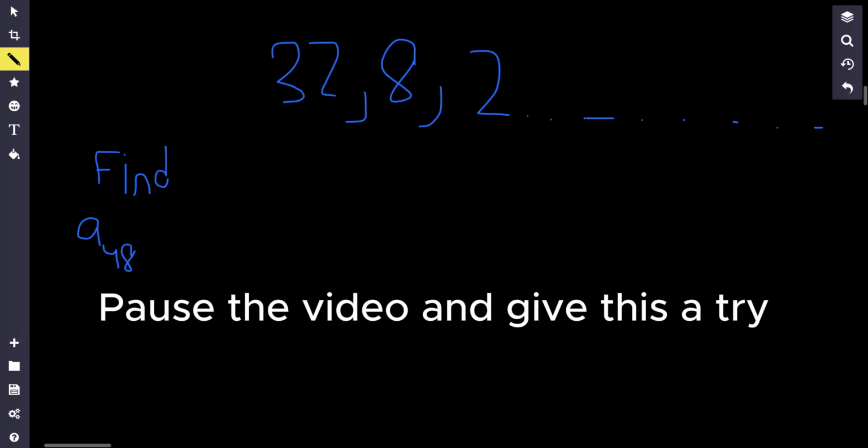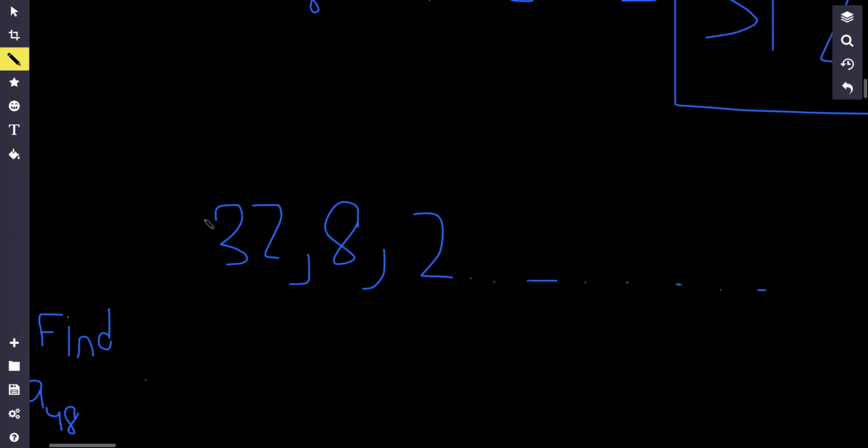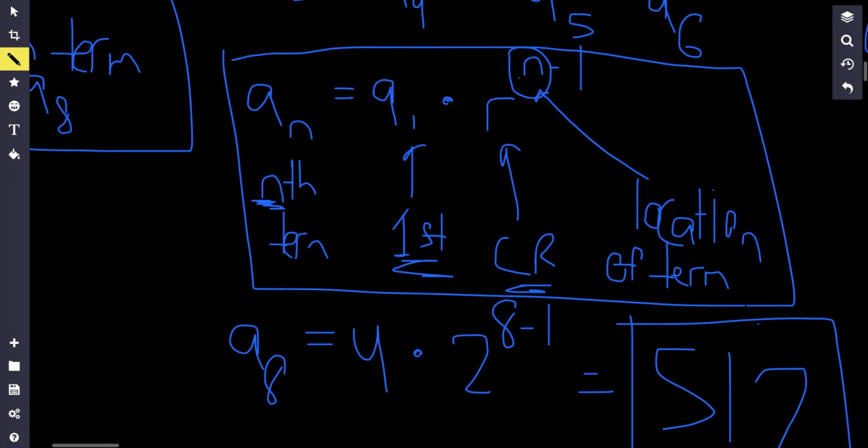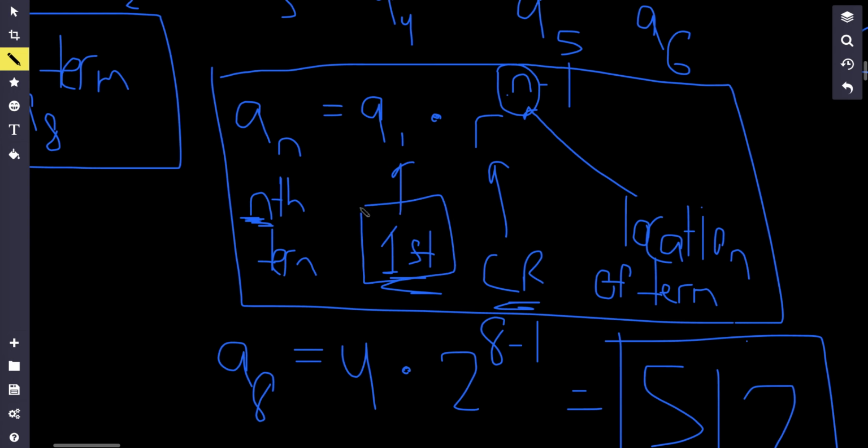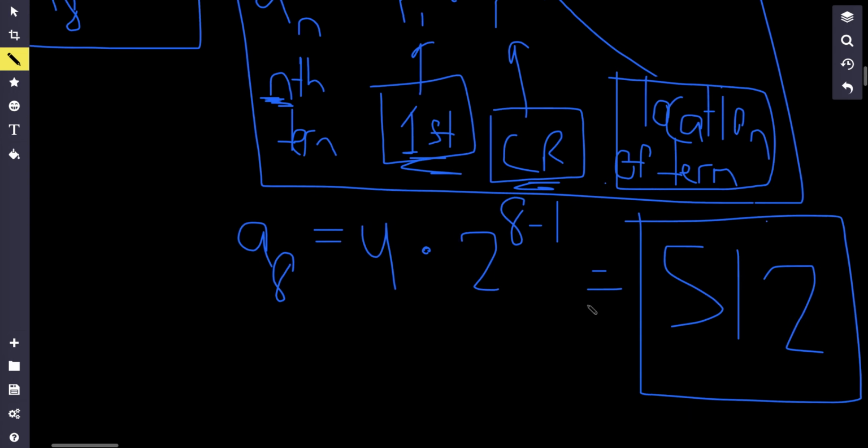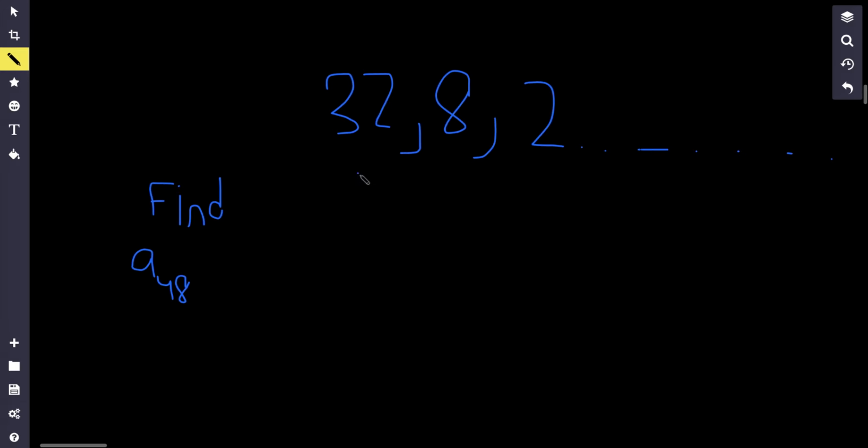Let's do a slightly trickier one. Okay, so looking back at our formula, what we need is the first term, our common ratio, and the location of our term. So in this case, our first term, well, that's obviously just 32.